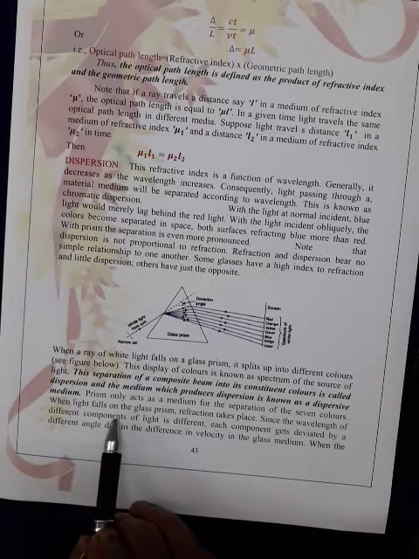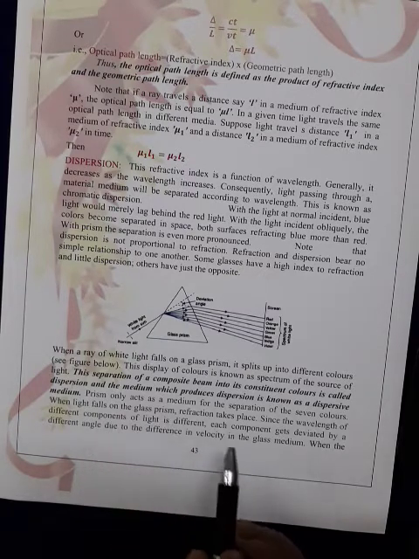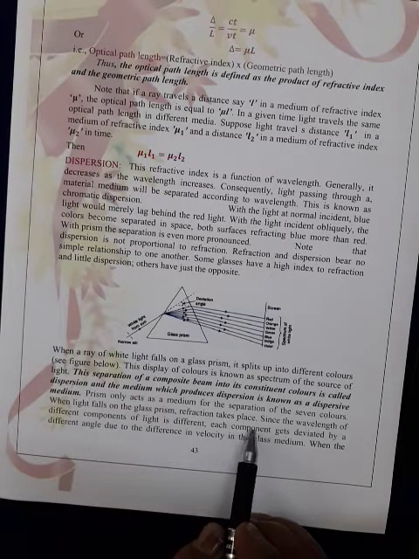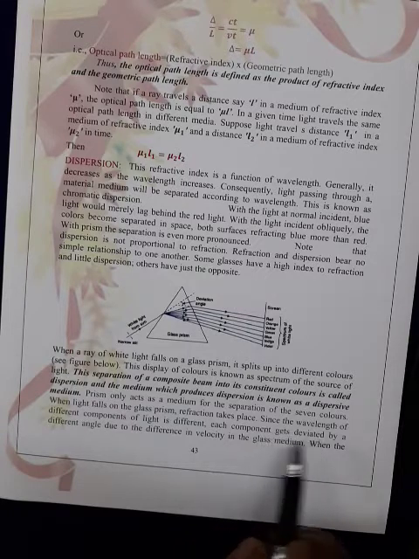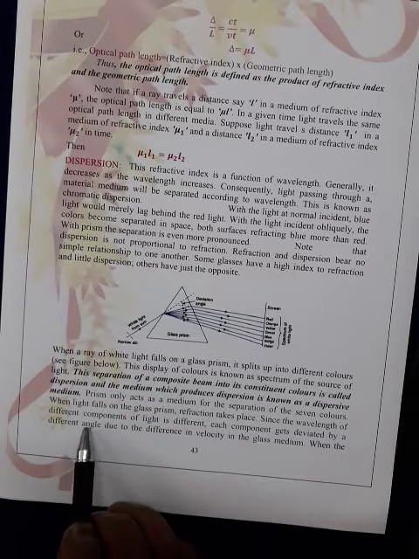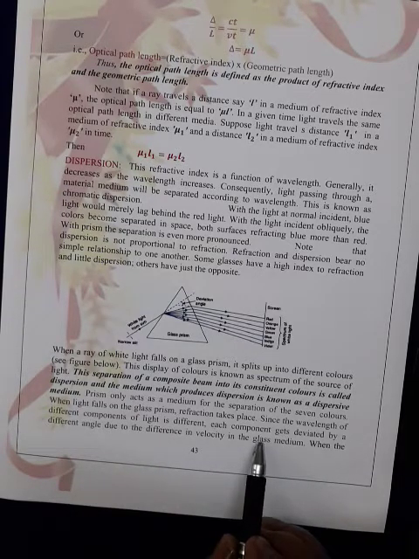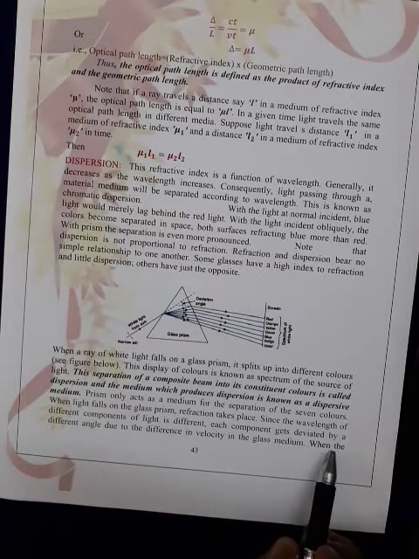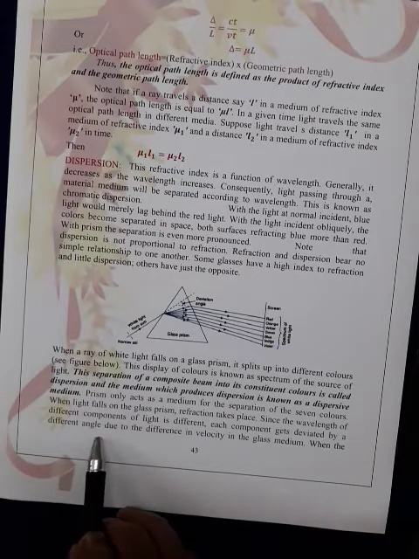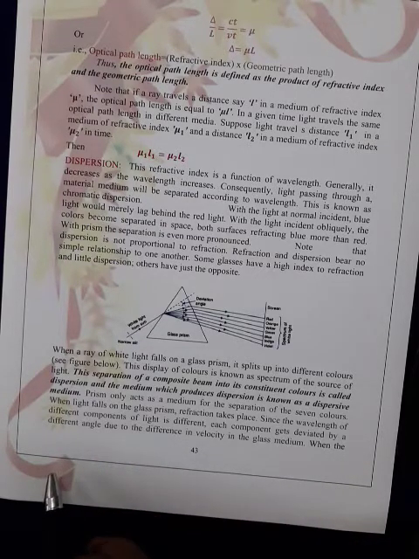When the light falls on the glass prism, refraction takes place. Since the wavelength of different components of the light is different, each component gets deviated by a different angle due to the difference in velocity in the glass medium.